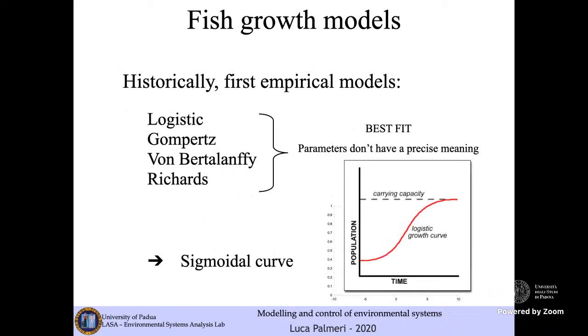As I anticipated, historically, the first empirical models employed to describe metabolic growth were logistic growth models. The logistic model describes limited growth that ends up in a sigmoidal curve, in which the population dynamics are described in time by curves like these. We have a kind of saturation behavior as time goes on. So we have a population that is growing up to a certain limit, which we have learned to call the carrying capacity.